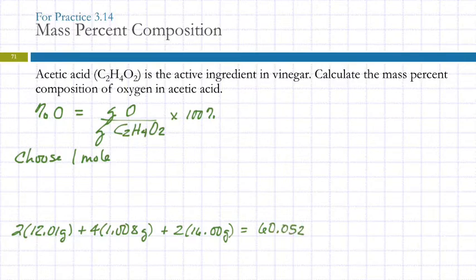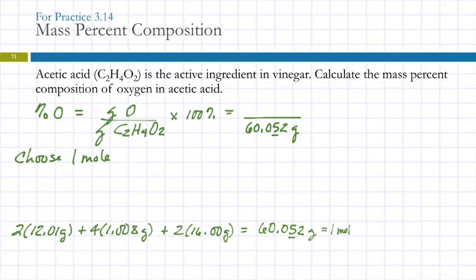60.052 grams is equal to 1 mole. So I'm going to say, well, that's 4 sig figs. Okay, so that's the mass of 1 mole. So that's what goes in the denominator. So down here, the mass of 1 mole of acetic acid is 60.052 grams.